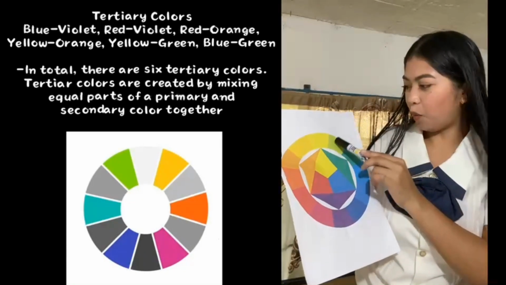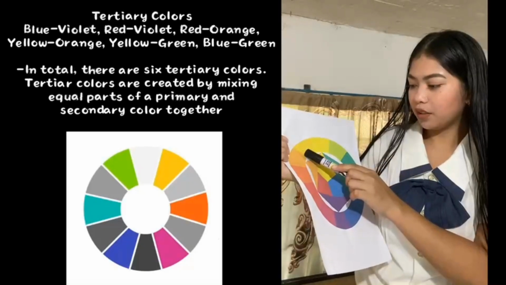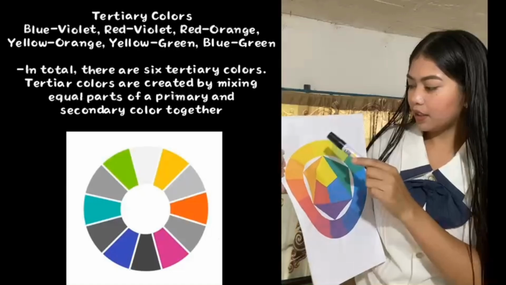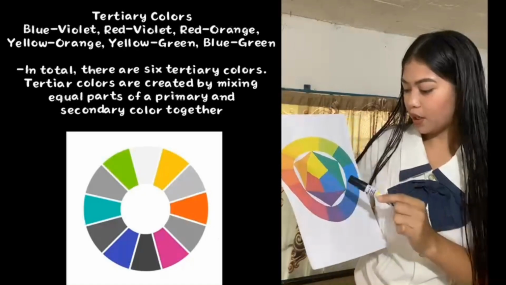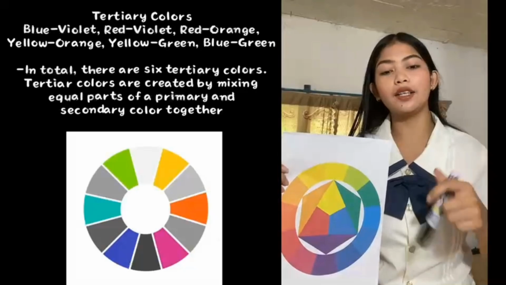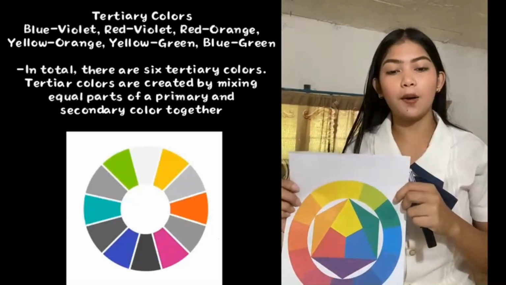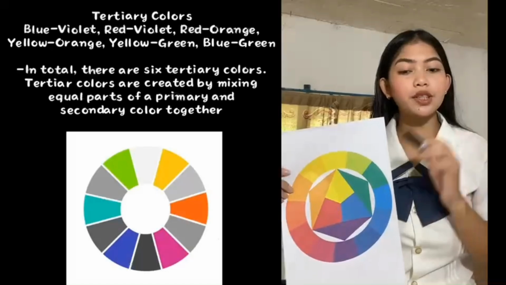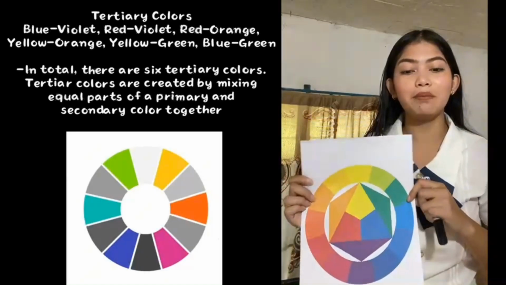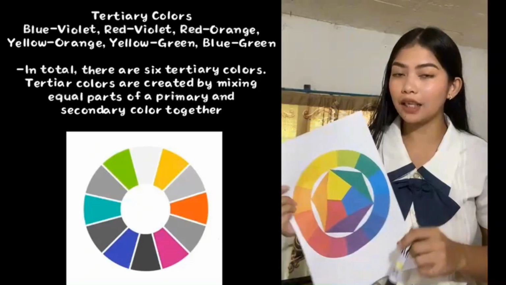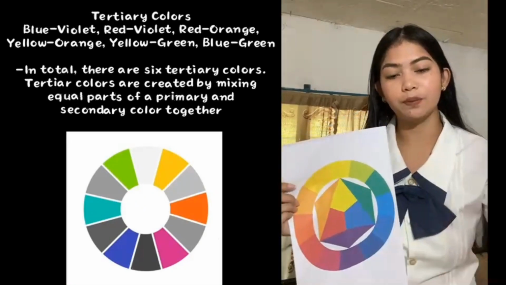1, 2, 3, 4, 5, and 6. So in total we have the 6 tertiary colors. Tertiary colors are created by mixing equal parts of a primary and secondary color together.